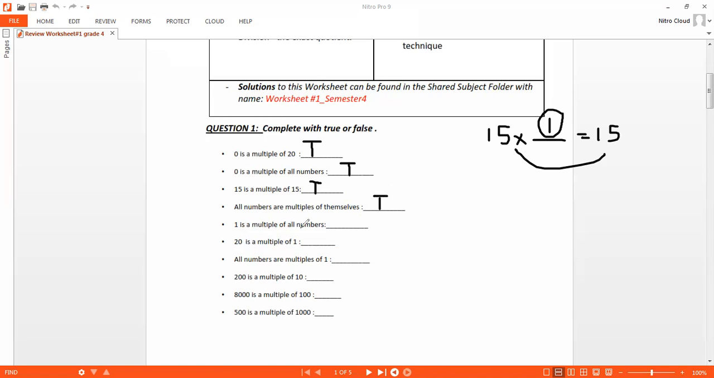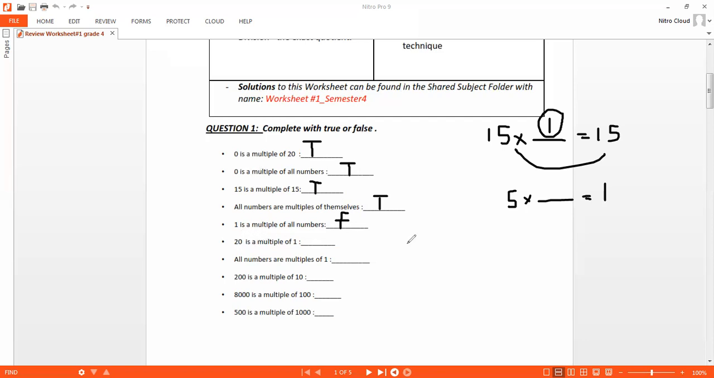Now, 1 is a multiple of all numbers. So for example, is 1 a multiple of 5? Think of a number you multiply by 5 to get 1. Is it possible? Of course not. So 1 is not a multiple of all numbers, while the 0 is a multiple of all numbers.